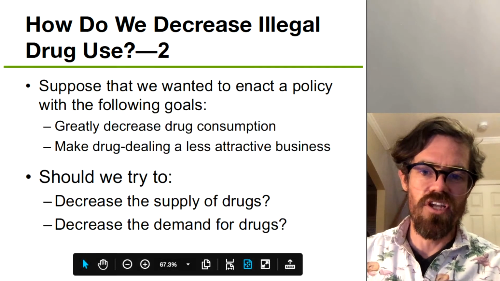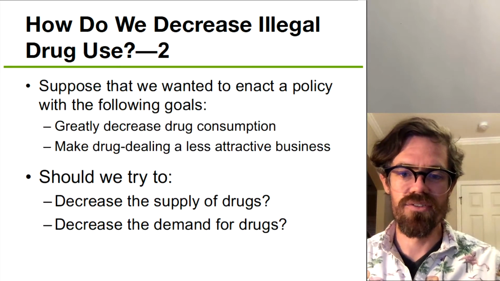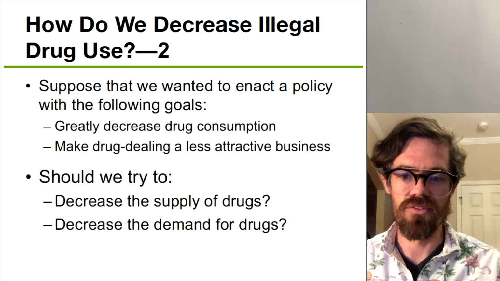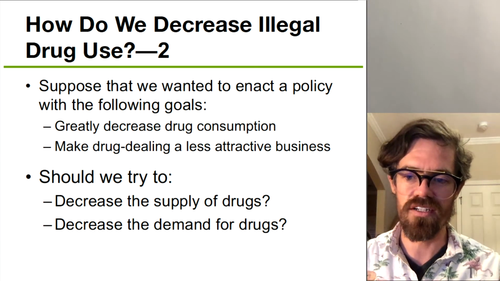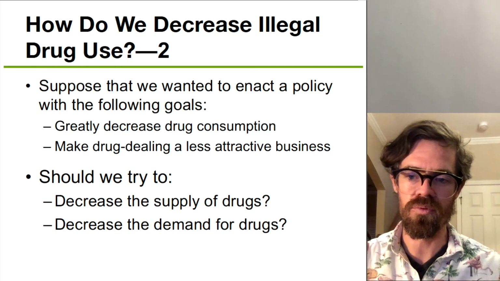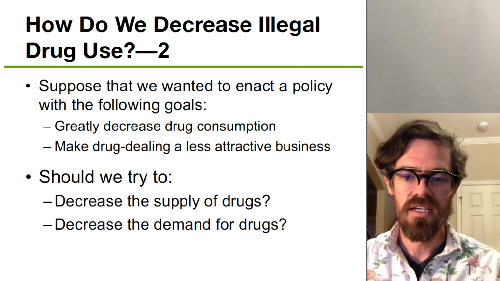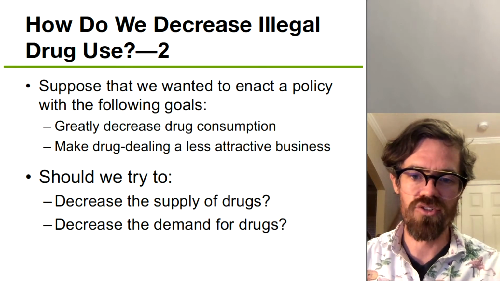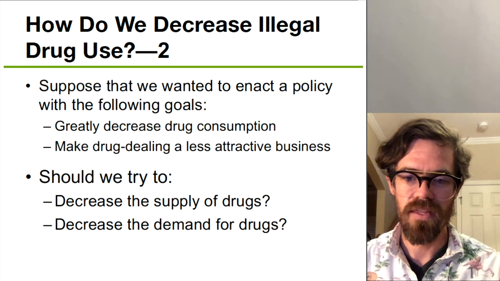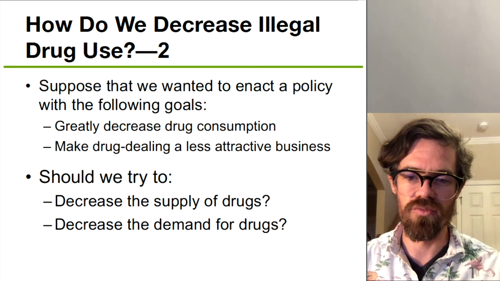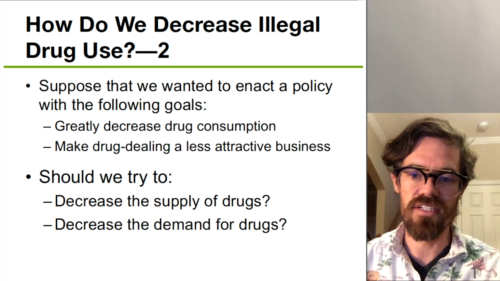All right, so knowing that, suppose that we wanted to enact a policy with the following goals. We want to greatly decrease drug consumption, so we want to really decrease the quantity of drugs sold in a market. In other words, we really want to decrease the equilibrium quantity. And at the same time, we want to make drug dealing as unattractive as possible for drug dealers. We want to make it a less attractive business so that we discourage people from getting into drug dealing. So what should we try to do if those are our goals? Should we try to decrease the supply of drugs, or should we try to decrease the demand for drugs?